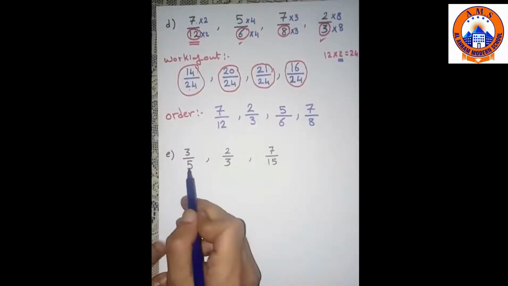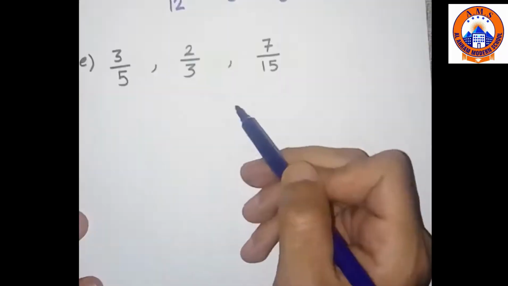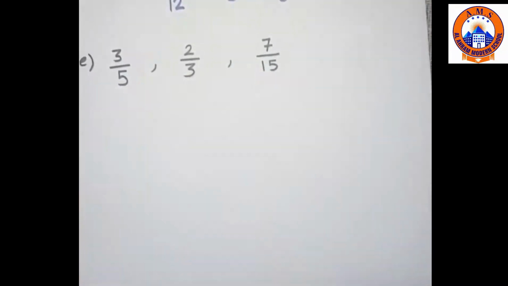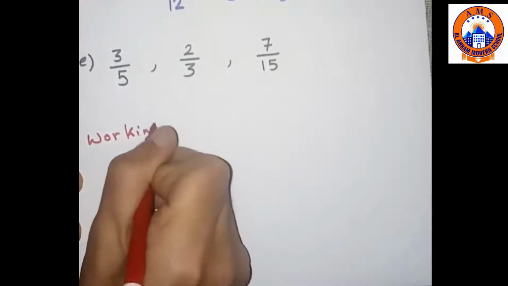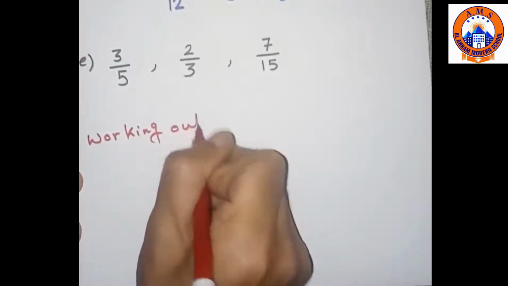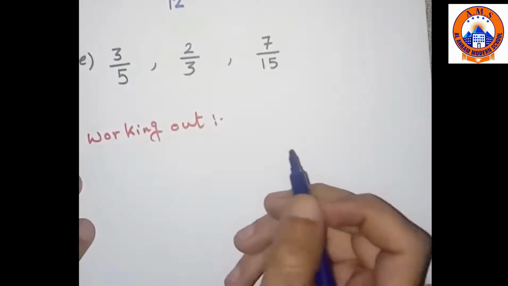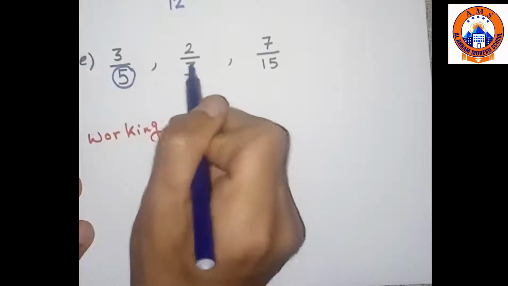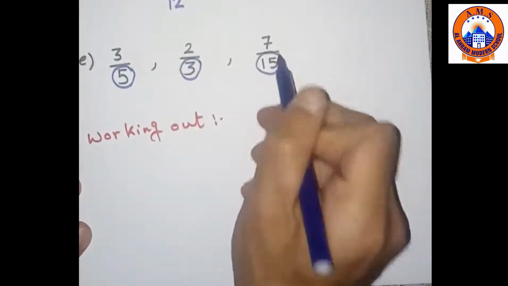We have 3 over 5, 2 over 3, 7 over 15. And all the denominators are not the same. So first I'm gonna make a working out by making all these fractions have the same denominator. So let's ask, can 5 and 3, the smaller denominators, be like the big denominator 15?